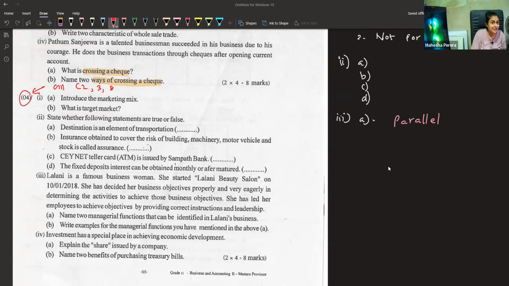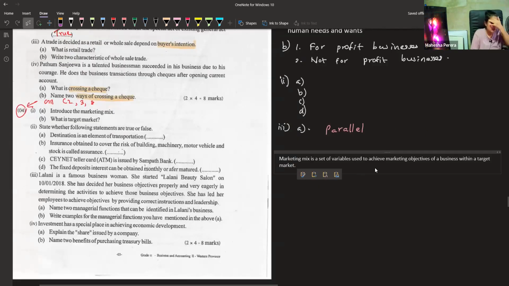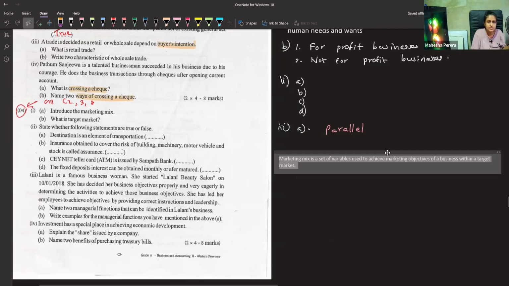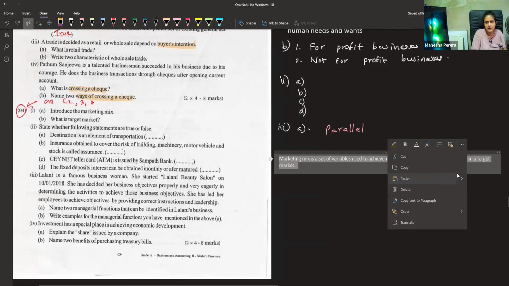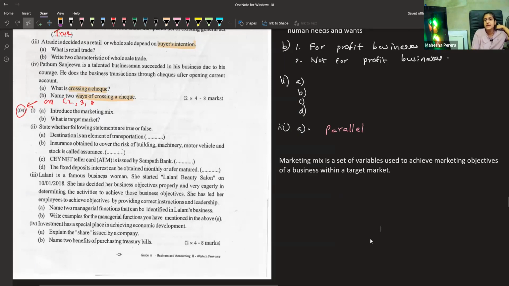It's a set of variables. I'll paste the definition here, then you can write it. Set of variables. Now let's write the answers for question number 4, Roman figure 1. Marketing mix is a set of variables, there are 4, used to achieve marketing objectives of a business.